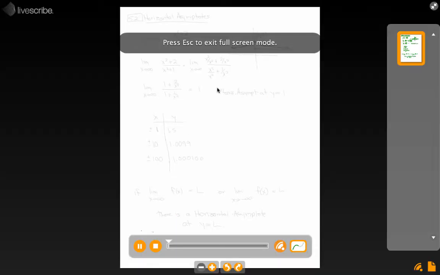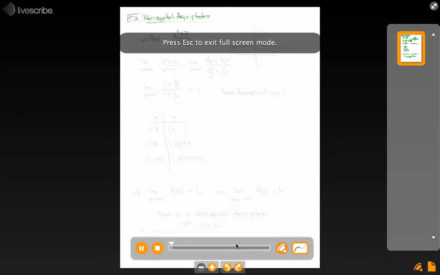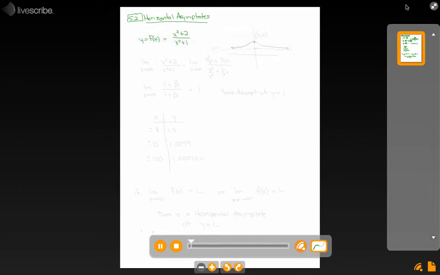This example comes out of section 5.2, horizontal asymptotes. To have a look at horizontal asymptotes, the first example I look at is this function here, y equals (x squared plus 2) over (x squared plus 1).